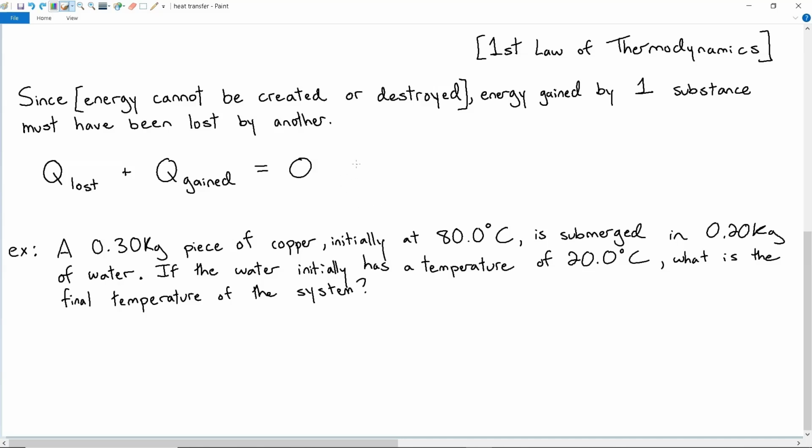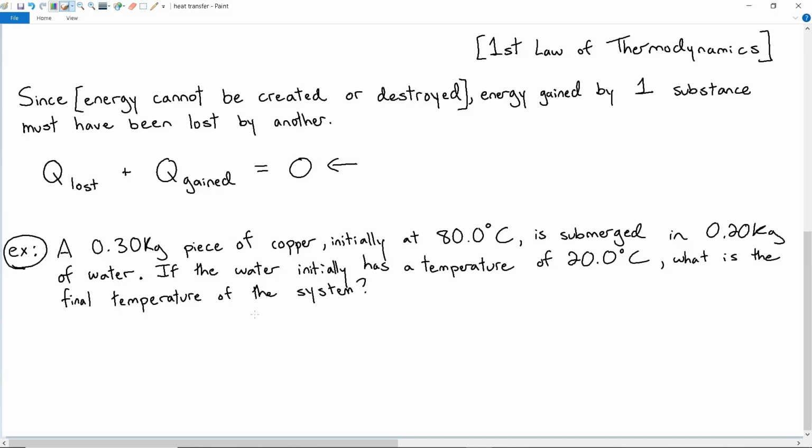And so this setup here that represents the first law of thermodynamics is super useful when trying to solve these heat transfer questions. And let's use this one down here to highlight this. So a 0.3 kilo piece of copper, initially at 80 degrees Celsius, is submerged in 0.2 kilos of water. If the water initially has a temperature of 20 degrees Celsius, what is the final temperature of the system?